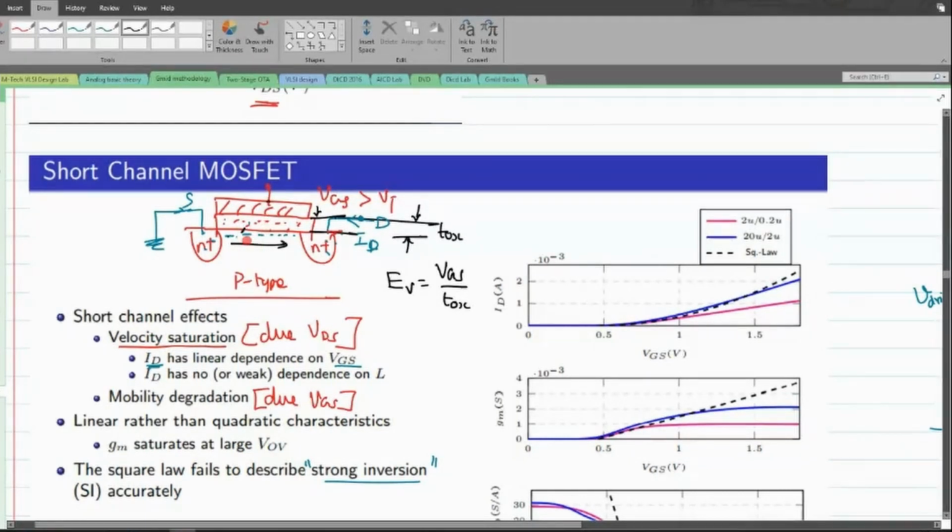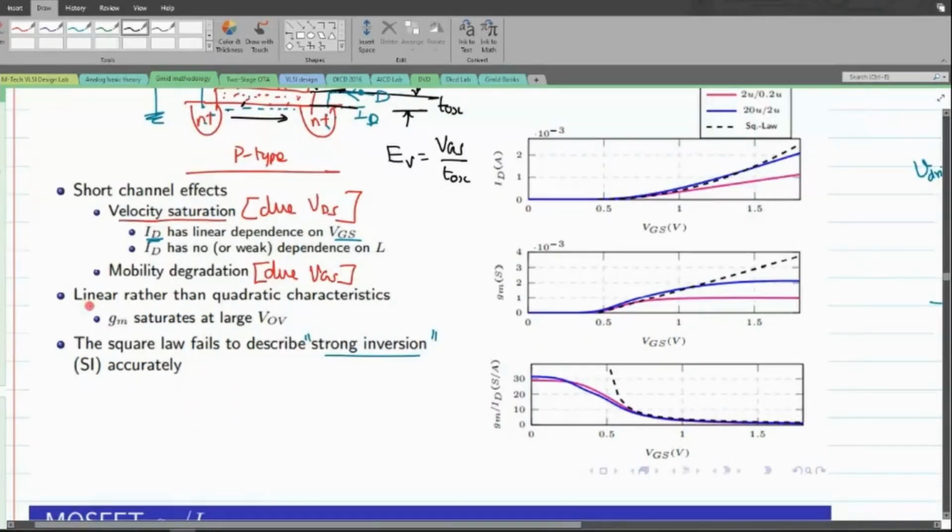So you are forcing these electrons to rub at the interface. Just assume that you are trying to run across a pathway. If you are in the middle, you can run freely, right? But if you are being forced to run along the side wall, you end up hitting this surface across the oxide, due to which the mobility of the carrier gets degraded. That is what is called mobility degradation.